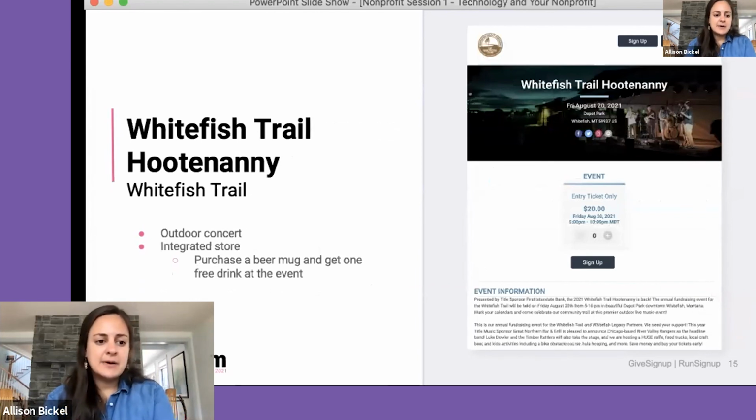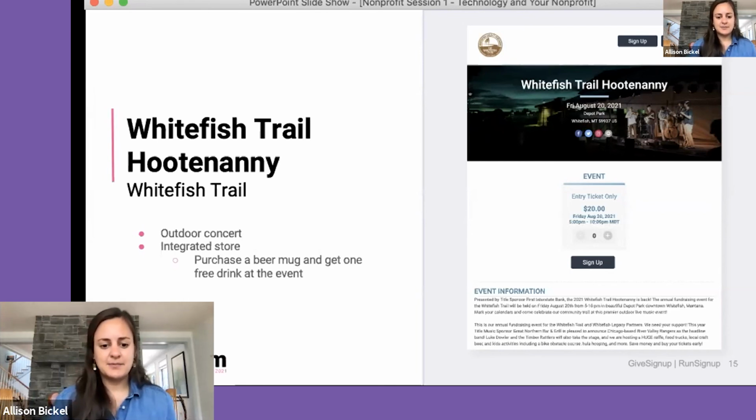And finally, I wanted to show this as an example of an outdoor ticket event that's taking place. We do see a lot of outdoor events being set up on the platform still, both because of the weather and just the ease of hosting an outdoor versus an indoor event at this time. One of the features that they're using is our integrated store. And if you came to our presentation yesterday, we talked about how one of the things that we are starting to work on is having a standalone store and a warehouse where you can manage inventory.